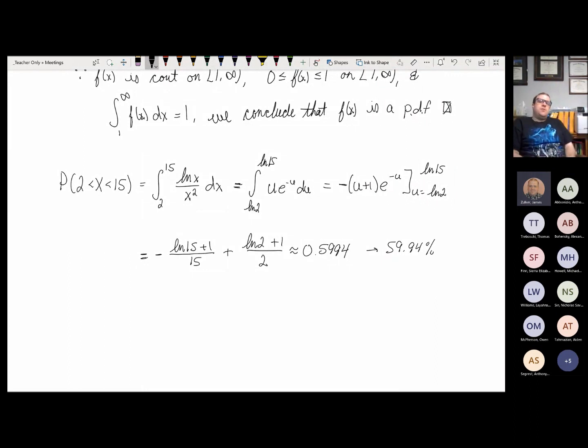Right? Because that'll be 59.94%, and we typically go to 2 decimal places in percentage. That's just the general rule of thumb. Right, so that's the probability of a random variable taking on a value between 2 and 15.